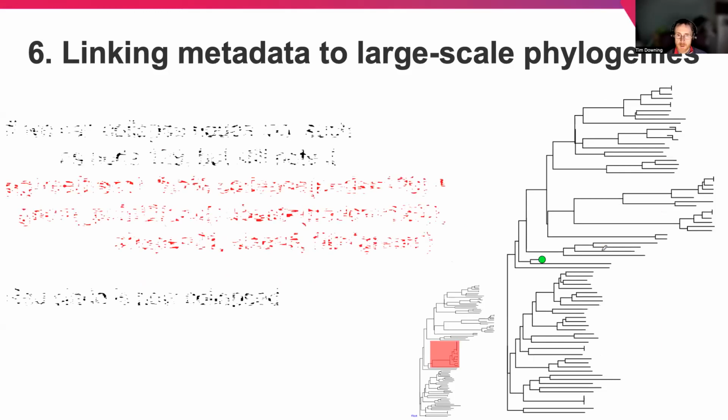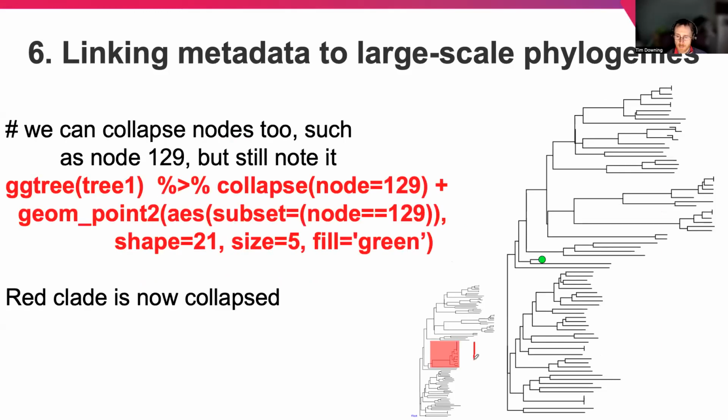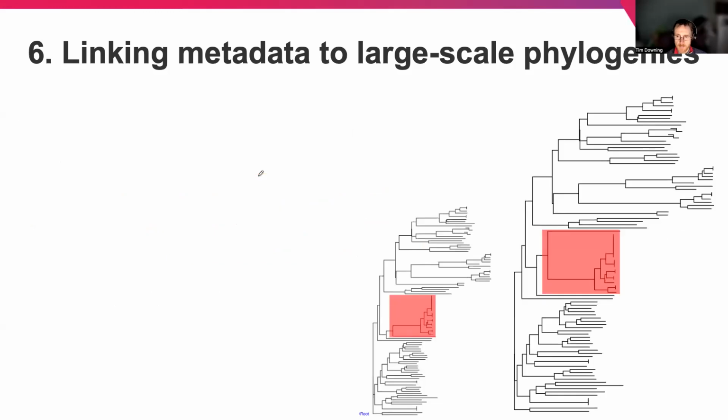We can also collapse nodes. So you see this old tree here with that clade specified. You can see here it's actually being collapsed into a green shape using geom_point2. So that takes that node, and we're highlighting it in green, but we've collapsed it using that collapse function. So we can reduce clades if that's also of interest for our hypothesis.